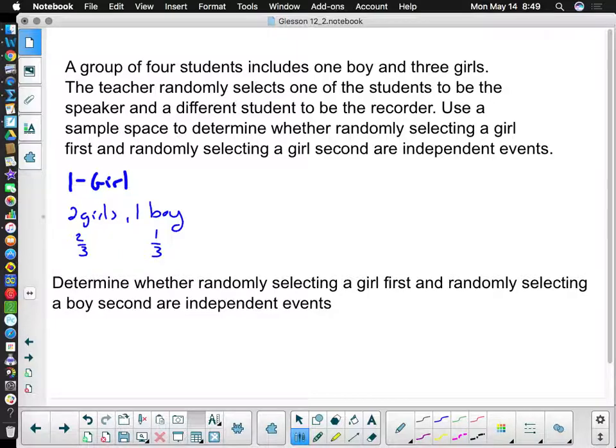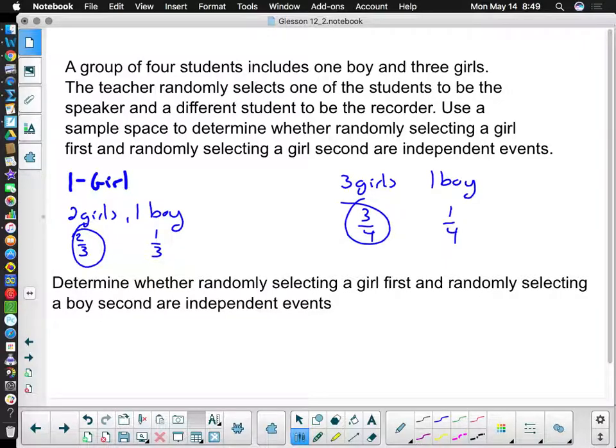Is the probability different for selecting a girl first? Well, we started out with 3 girls and 1 boy. So the probability of selecting a girl was 3 out of 4. Probability of selecting a boy is 1 out of 4. So notice the probabilities are different for selecting a girl first versus selecting a girl second. That tells me that those are not independent events, because what happened the first time influenced the probability of what happened second. That's not independent events. We call those dependent events.